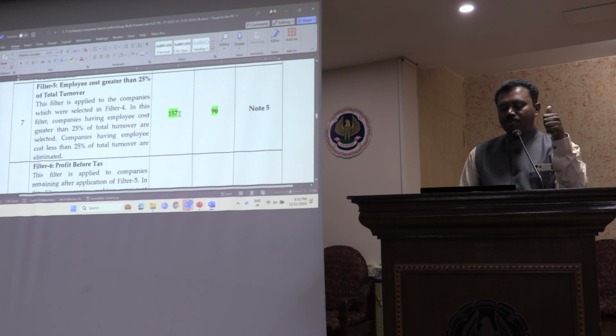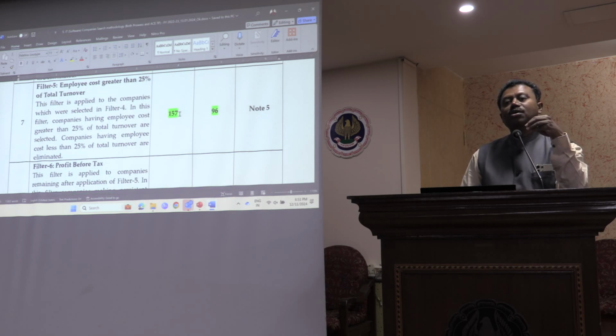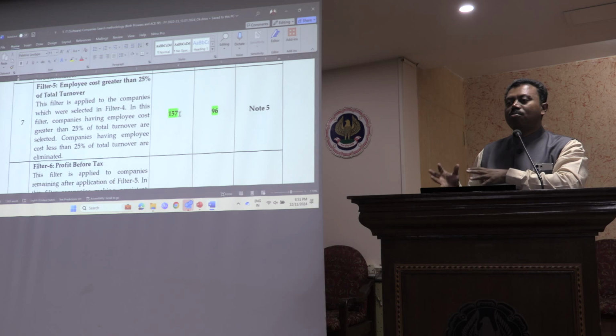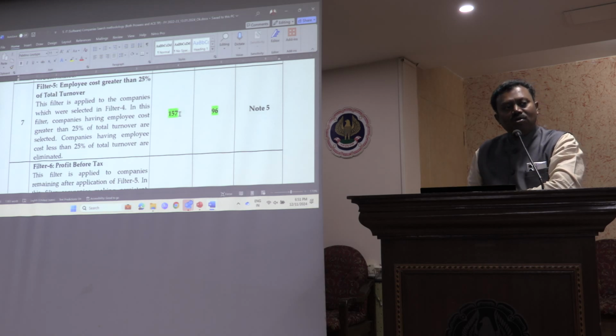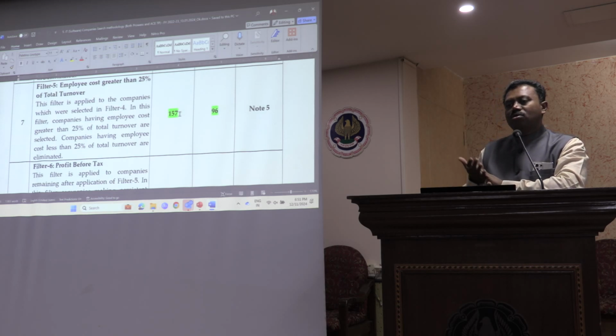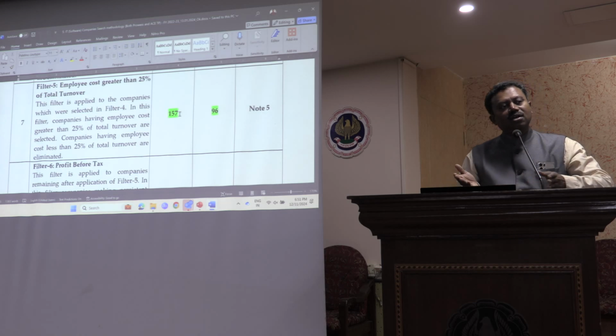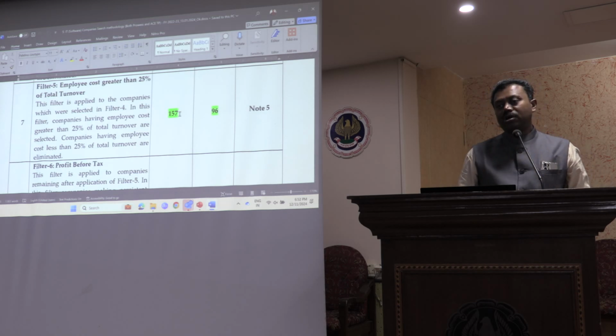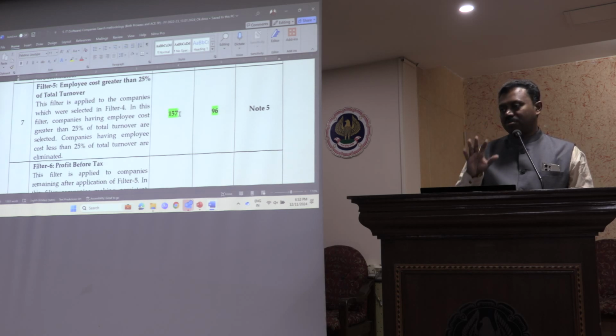Filter 5. Employee cost greater than 25% of total turnover. At least 25% of total turnover we need, because we are a software company and predominantly our cost is manpower cost. If you come across any other service cost where it is some other cost and not an employee cost, obviously that cannot be taken as a comparable. So they have fixed, as a matter of practice, some 25%. Okay, at least that much must be there as employee cost.